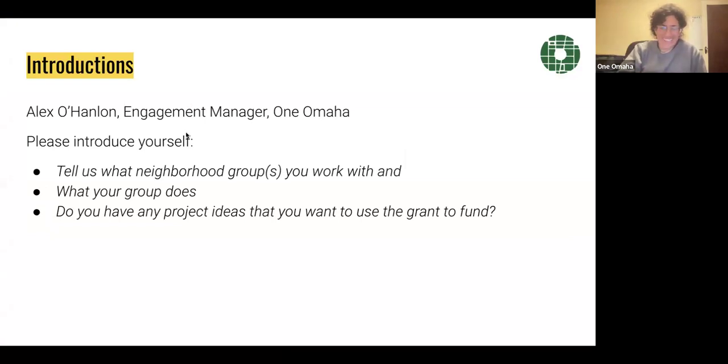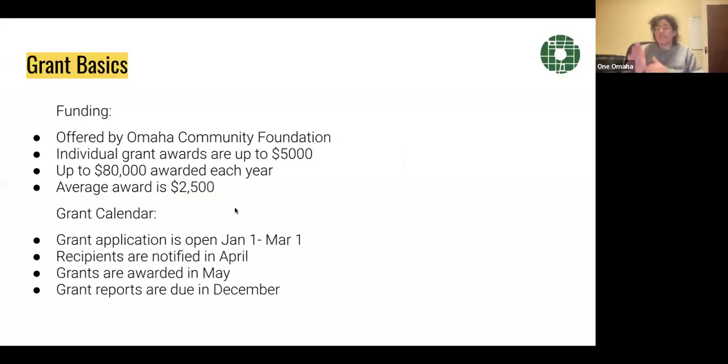My name's Alex. Okay, so starting off talking about neighborhood grants, there are two neighborhood grants that are currently open. One is the Omaha Neighborhood Grant Program, ONGP, and that is put on by the Omaha Community Foundation. The deadline for that grant application is March 1st, and that's what we're going to be talking about today.